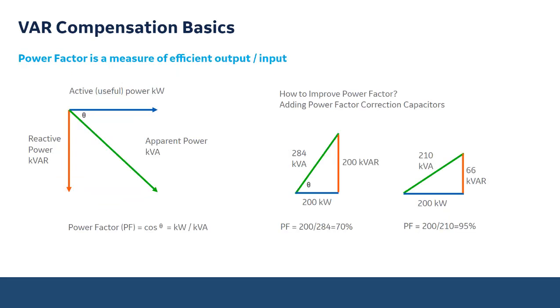So, the power factor is a measure of efficient output over input. Up top you have your active power, which is your useful power measured in kW. Going vertically down is your reactive power measured in kVAR.